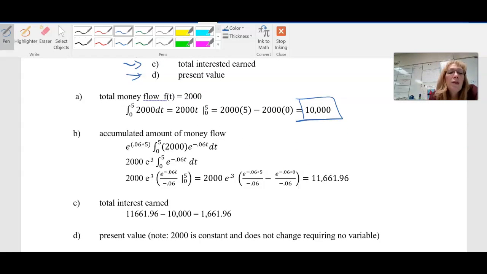Accumulated money flow. Now this is the interest one. So this is no interest, right? No interest. So this is with interest. So now, same thing, but now I have to account for my interest on the outside.